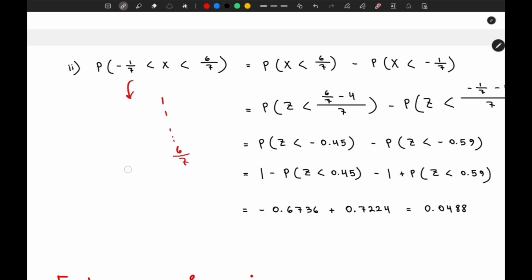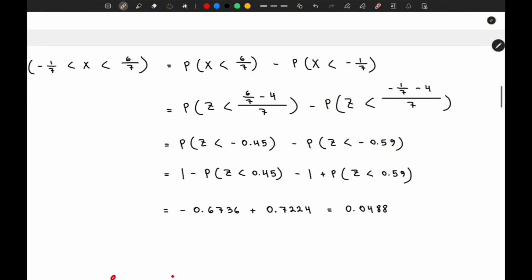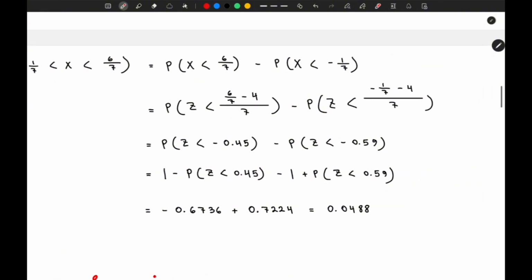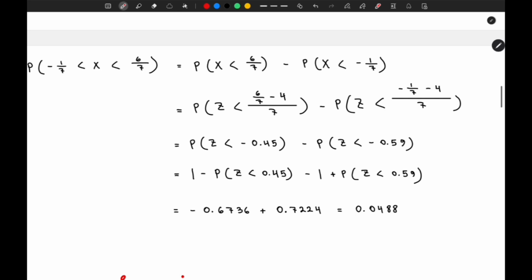All right, let's erase this. Okay, and then you need to convert the values of x to z. So the value of x is 6 over 7. So the formula was z equals x minus mean divided by the standard deviation. In this case, the standard deviation is 7 and the mean is 4. So it gives you a value of z is less than negative 0.45, and this gives you a value of negative 0.59.